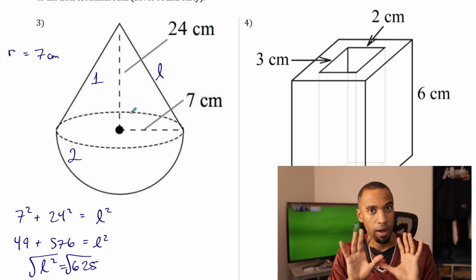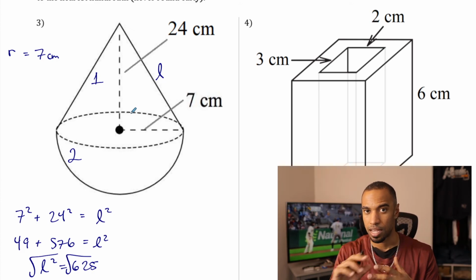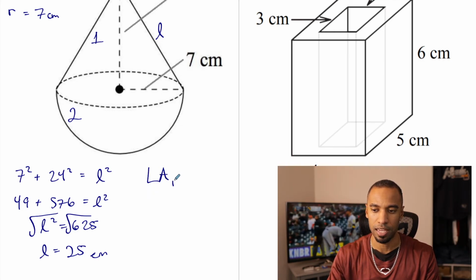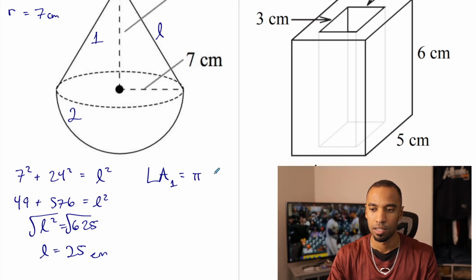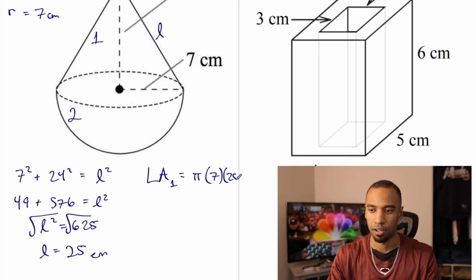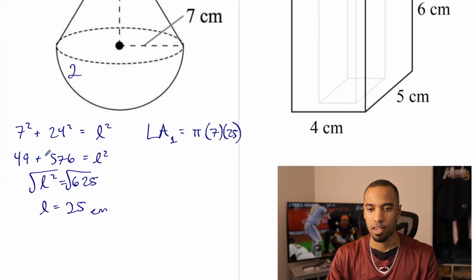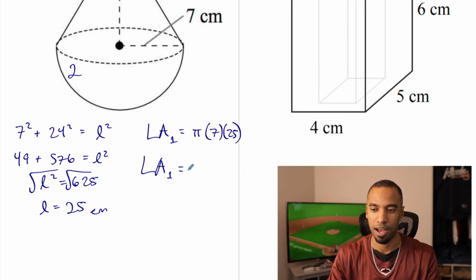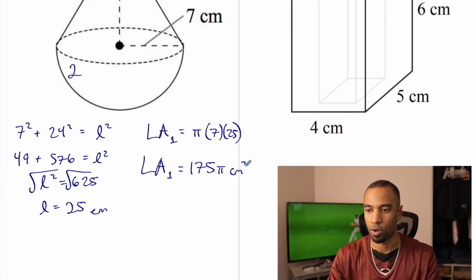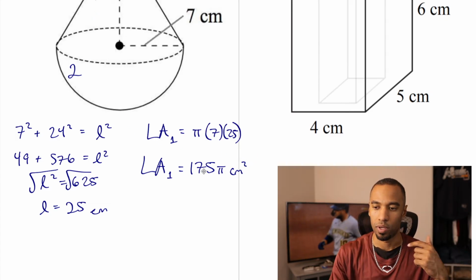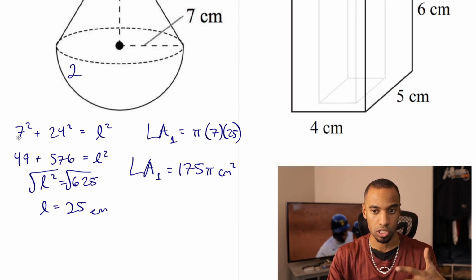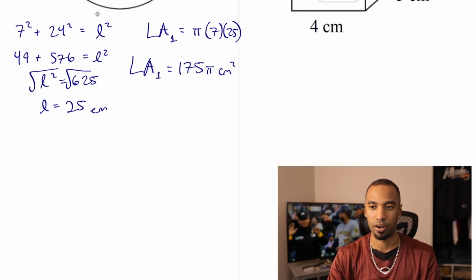Lateral area is pi times radius times slant height for the first guy. So LA for the first guy is pi R L, like that. 7 times 25 is 175. So 175 pi. Now I'm going to leave it exact for now. Never round early, because we are going to be adding this with the surface area of the lateral area, I should say, of the hemisphere. This just that bottom part there. So that's the lateral area of one of them.